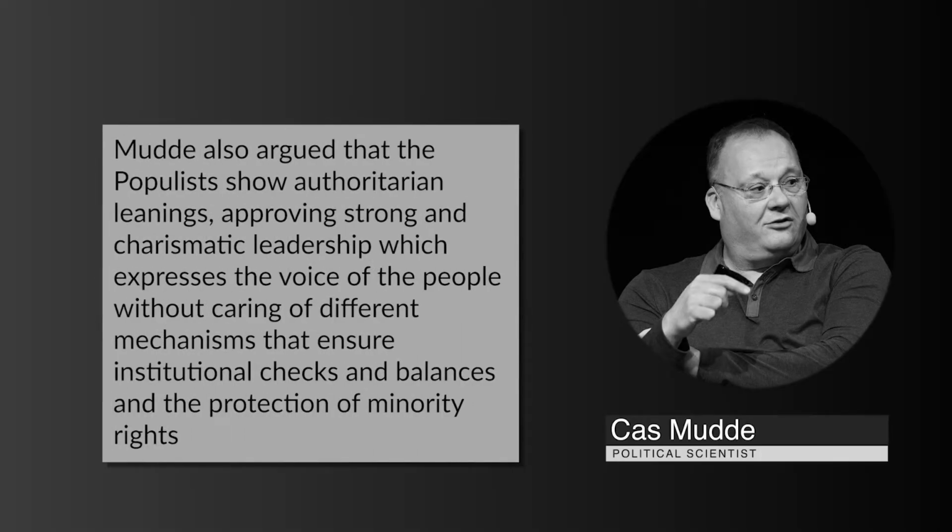Cas Mudde has also argued that populism shows authoritarian lineages, approving strong and charismatic leadership which expresses the voices of people without caring about the functioning of democratic institutions. That means there is a slight possibility of populism or populist politics or popular leaders turning towards a one-person-centric, personified kind of politics, which in a normative sense is not good for the functioning of democracy.